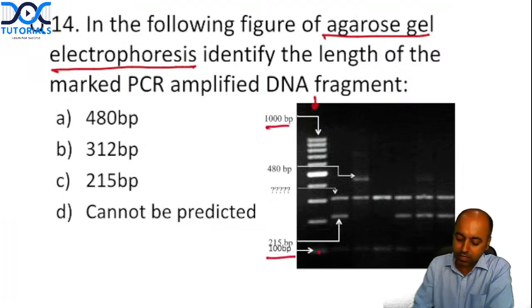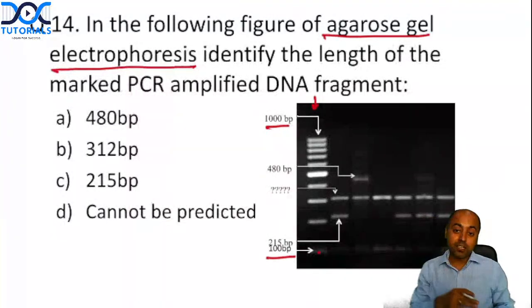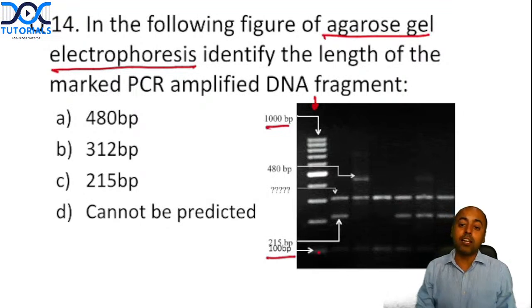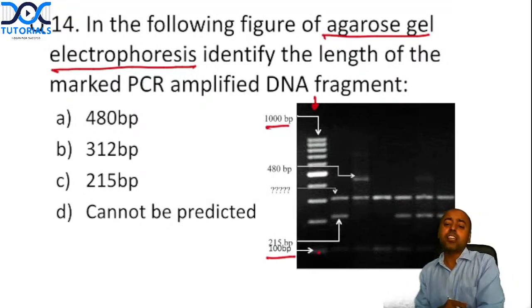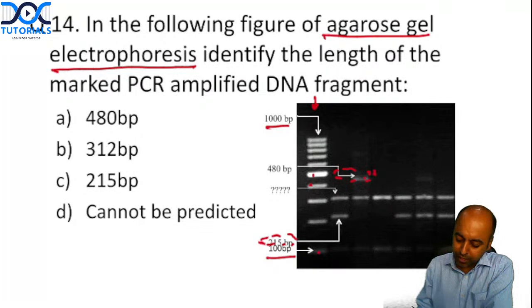The first one is 100, the last one is 1000. So it gives us a scale. We call it the scale or the ladder. Because of the pattern, it is called the ladder. It can be used to identify the unknown samples. See, the various samples are marked. This is 215. This is 480. So between fourth and fifth you have 480. Between second and third you have 215.